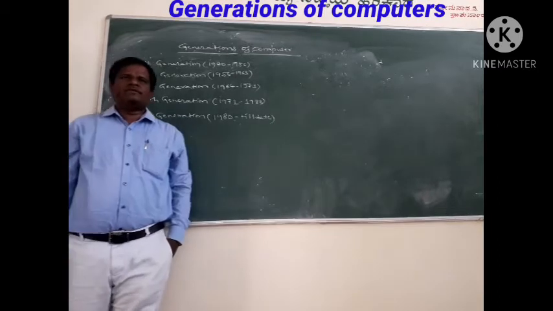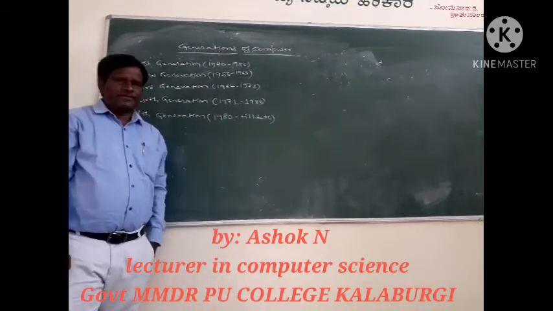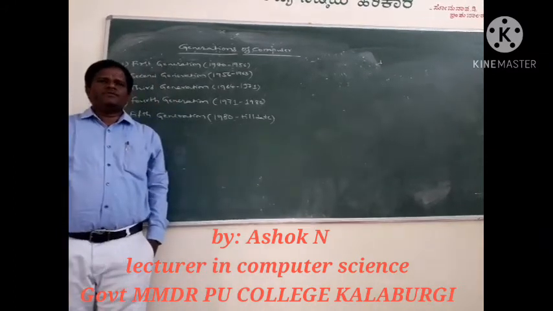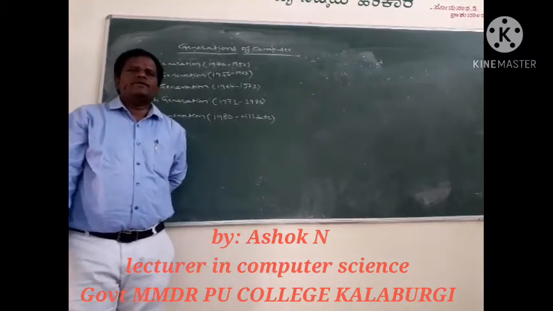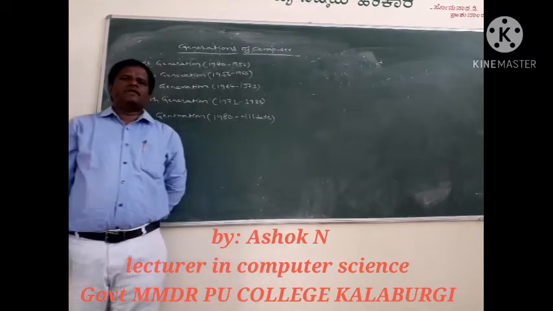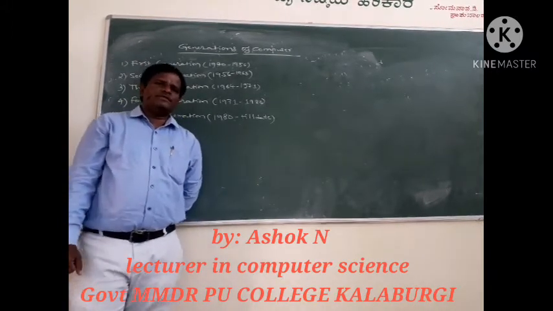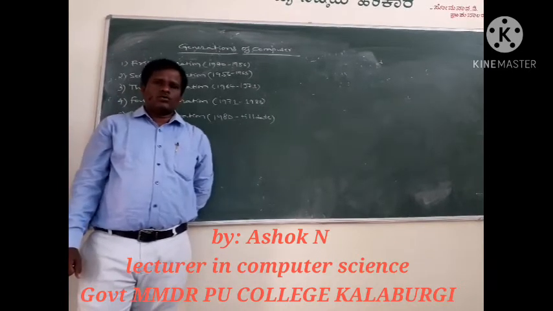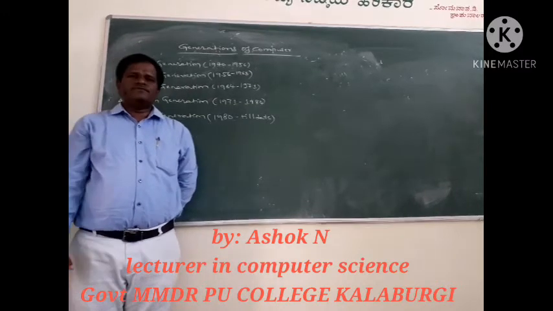In the first chapter, evolution of computer, we discussed the definition of the computer: a computer is an electronic device which accepts data, stores it, processes it according to the instructions, and produces the output. Then we saw how a computer works.